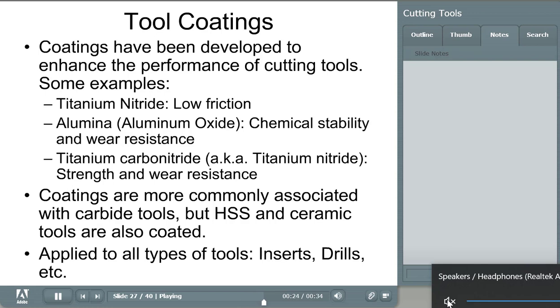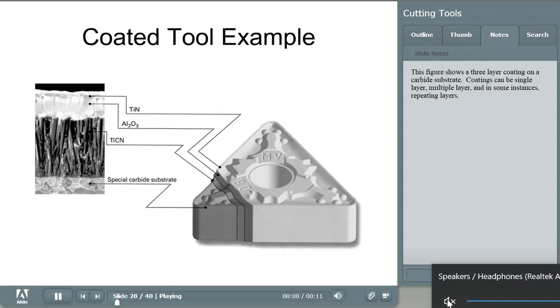Coatings are more commonly associated with carbide tools, but high-speed steel tools and ceramic tools are also coated. Coatings are applied to all types of tools, inserts, drills, etc. Coated tool example. This figure shows a 3-layer coating on a carbide substrate. Coatings can be single layer, multiple layer, and in some instances repeating layers.